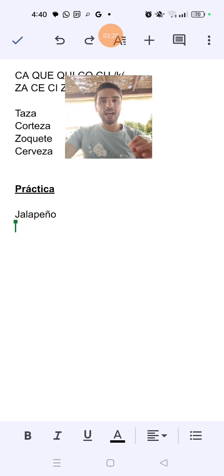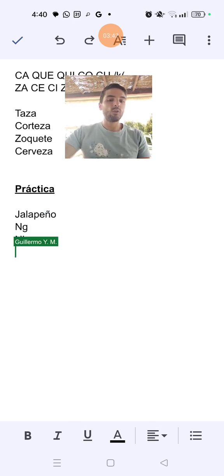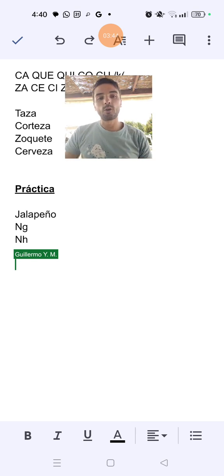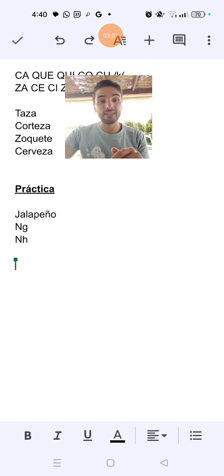Now if you cannot write the ñ, you can put a gn, for example, or you can write it as a nh. In any case, if you have to write it on the computer, your internet corrector will give you the ñ. If you actually change the settings, it's very important to change the settings at this point so that the computer helps us to write properly. So then we have jalapeño.